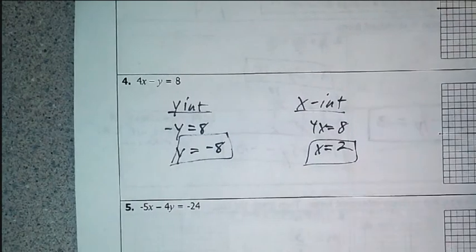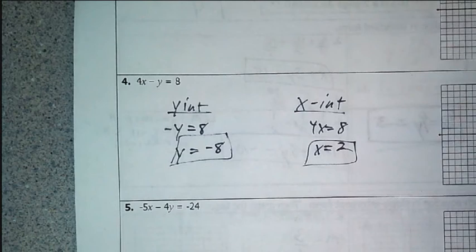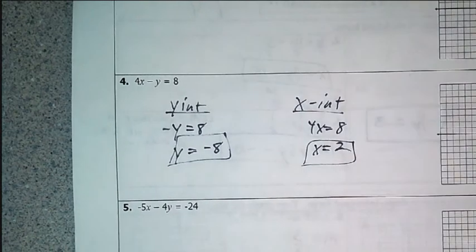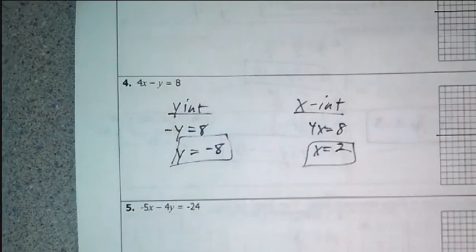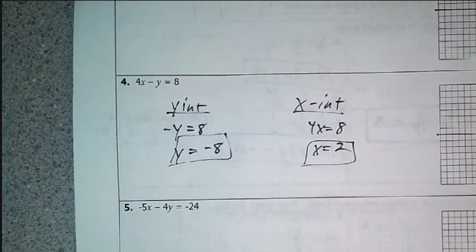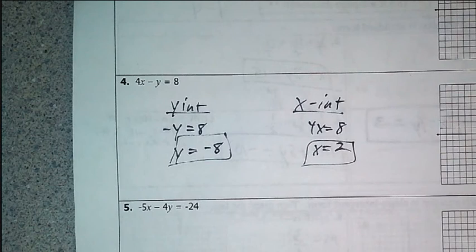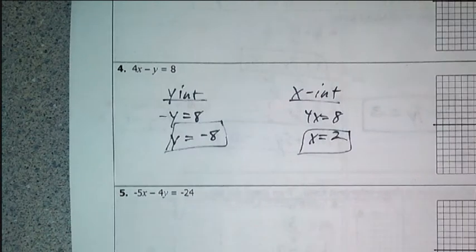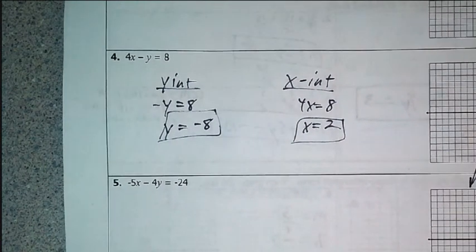Guys, where I see mistakes are just simply knowing what the x and y intercepts are, knowing what the x and y axes are, and then knowing to put the x-intercept on the x-axis and the y-intercept on the y-axis. All right, we're going to do one more of these. We're going to go straight to it.